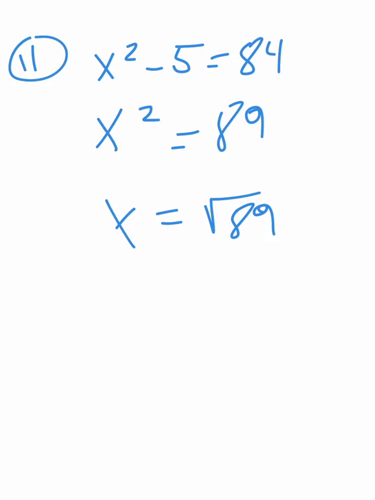For number 11, you have x squared minus 5 equals 84. You add 5 to both sides, which will give you x squared equals 89. You then take the square root of both sides, which will give you x equals square root of 89. Since you can't go any further, x will just equal square root of 89.